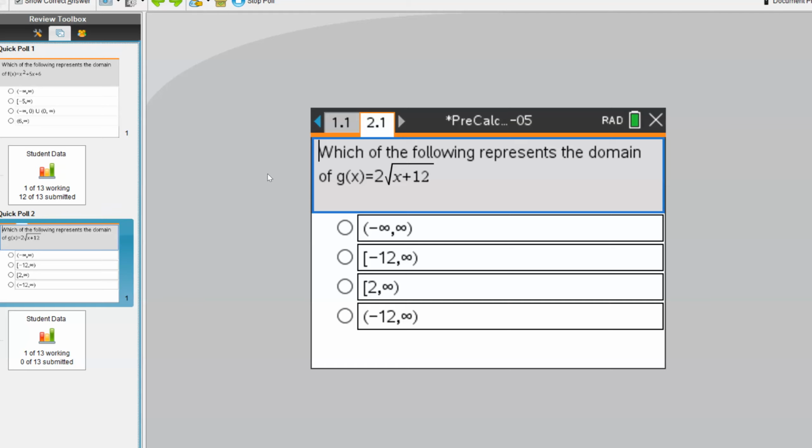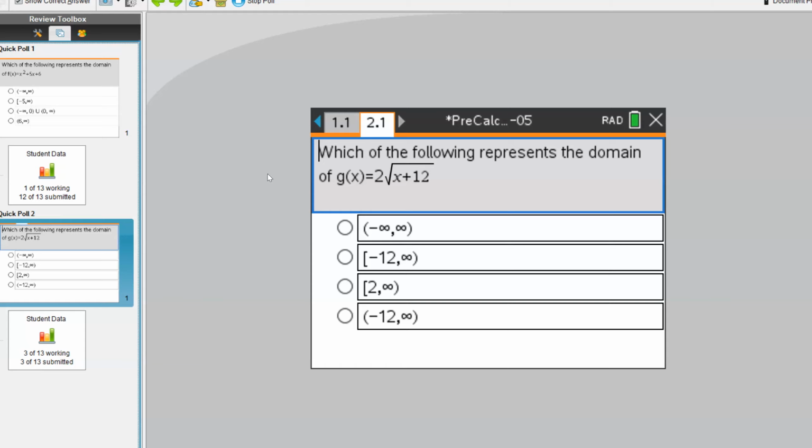What's my left arm? What's this arm over here doing? Nothing, because it's not defined that way. It's only right here. So I know if I just have square root x, the numbers I plug in can't be negative. So what's inside here has to be greater than or equal to 0. So if I take what's inside here, x plus 12, it has to be greater than or equal to 0. So x has to be greater than or equal to negative 12. If I plug in negative 13, what happens? It becomes negative, right? It'd be i, square root of negative 1. You don't want that.